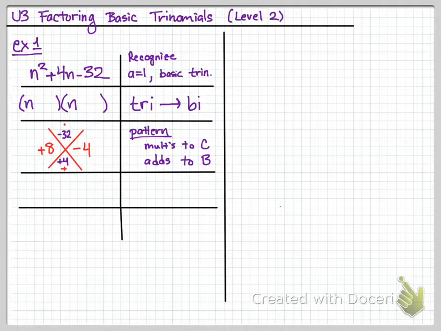So it's almost like a lock. There's going to be one key that works. In this case, there's one pair that works, positive 8 and negative 4. Negative 8 and positive 4 wouldn't work because it gets you a different addition number.